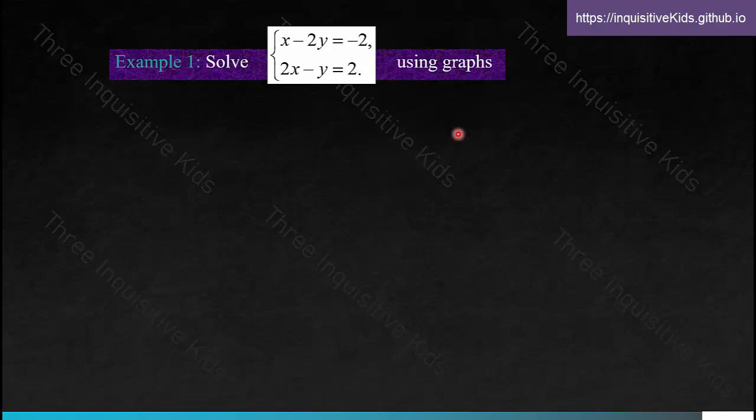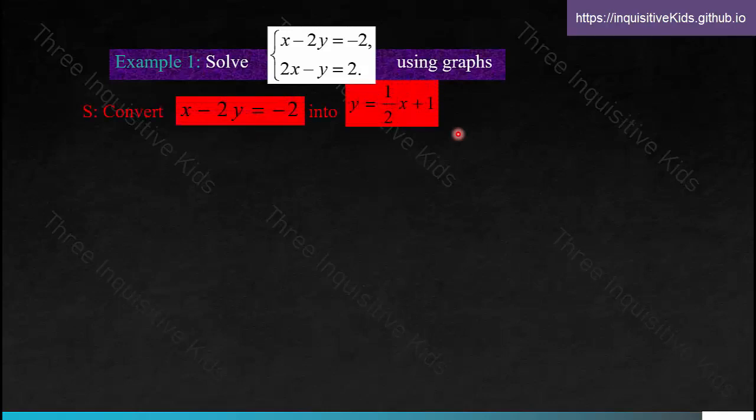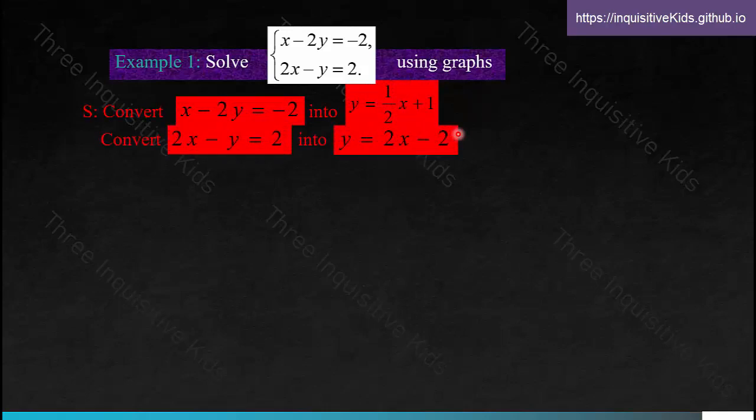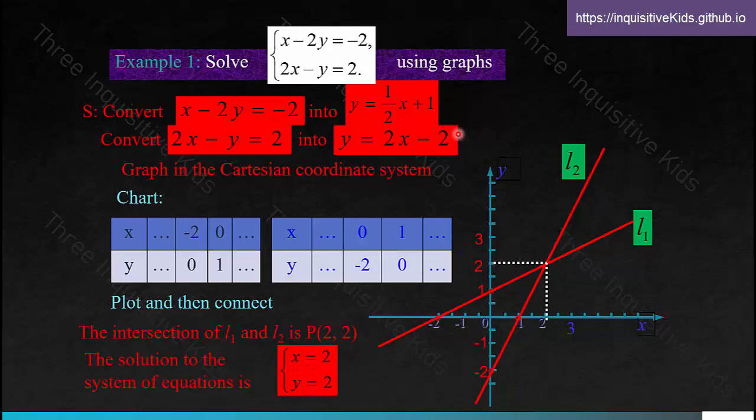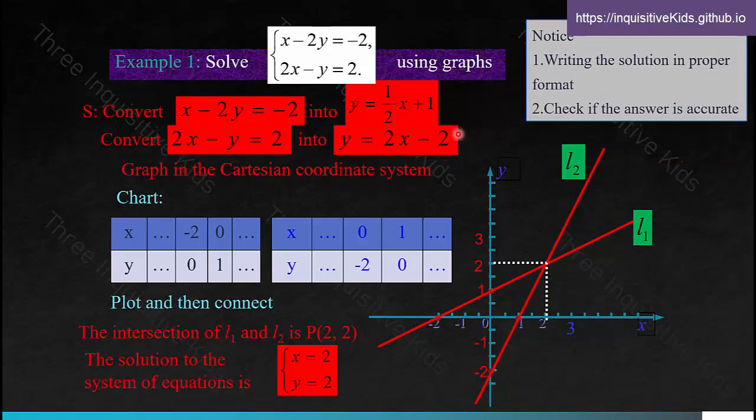Okay, example 1. Solve x - 2y = -2, 2x - y = 2, using graphs. First step is to convert these into their linear functions. Graph, and then we have line 1 and line 2, and their intersection would be the solution. So this would be yet another way that you could use to solve your systems of equations. Therefore, the solution to the system of equations is x = 2, y = 2. Notice there's writing the solution in the proper format and checking if the answer is accurate.